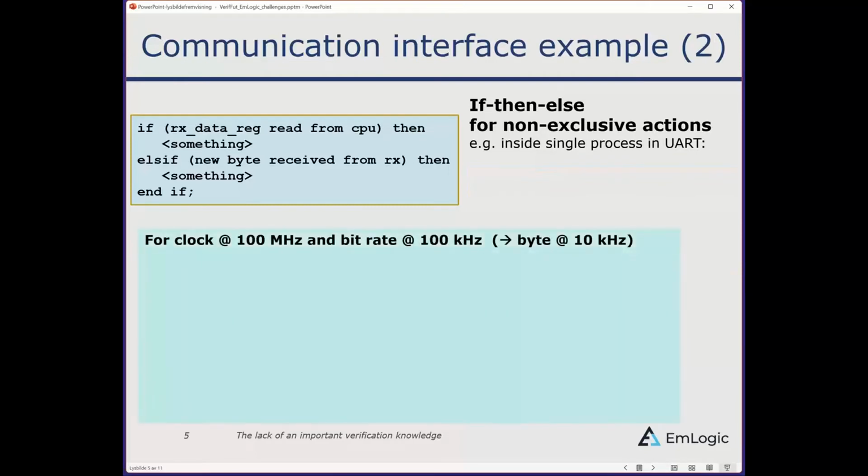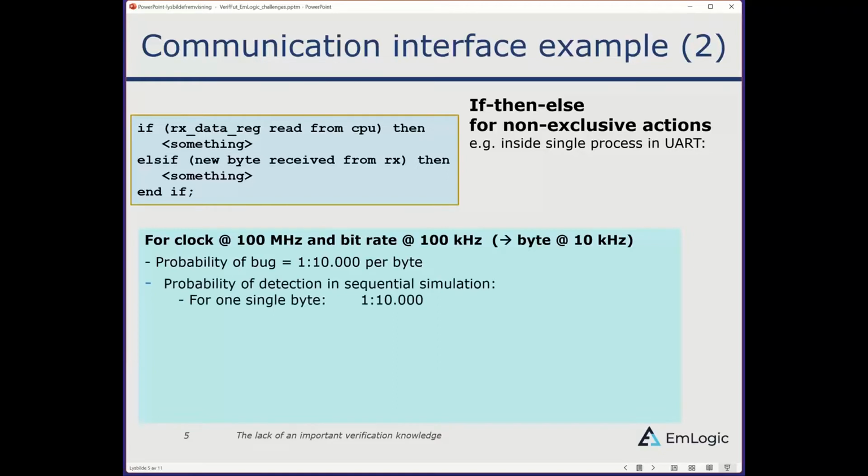So what's the probability of that? If you look at a design with a 100 megahertz clock, and you have a bit rate of 100 kilohertz, then you have a byte rate of 10 kilohertz. Lots of details, but this is just to illustrate the probability here. Because then you have a probability of a bug of 1 to 10,000 per byte.